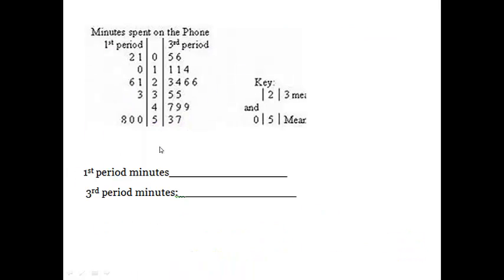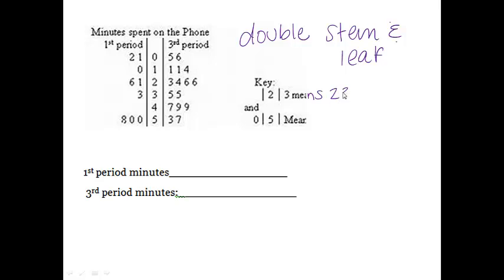Alright, so now we got to pull out data from this chart, and this is a double stem and leaf plot. And this got cut off on mine, but this means 23. That's kind of like what we just saw. And this means, sorry, it means 50. You read it backwards.